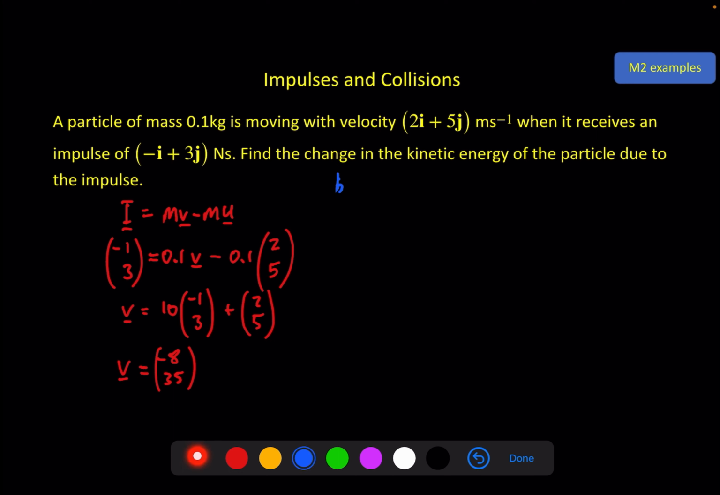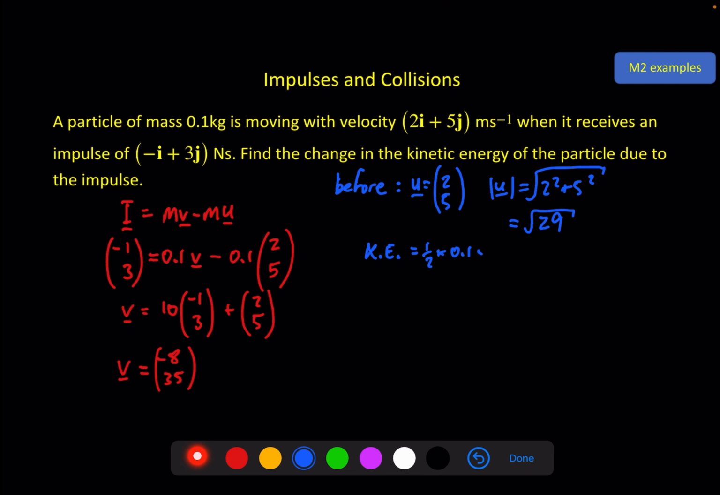Before the impulse, we've got 2, 5. So the magnitude of this, 2 squared plus 5 squared, square rooted, is equal to the square root of 29. The kinetic energy then is 1/2 times the mass times the speed squared, so that's square root of 29 squared, 29, which is 1.45 joules of energy.